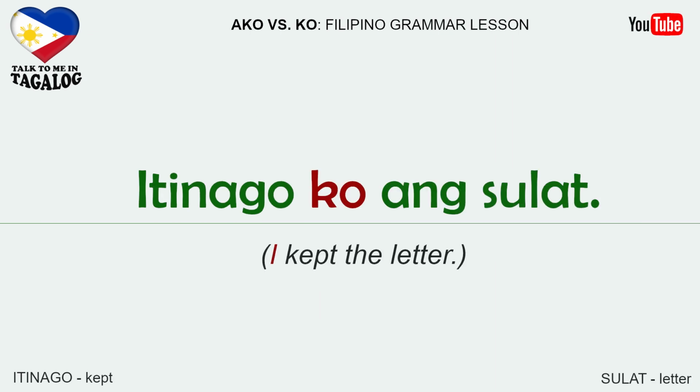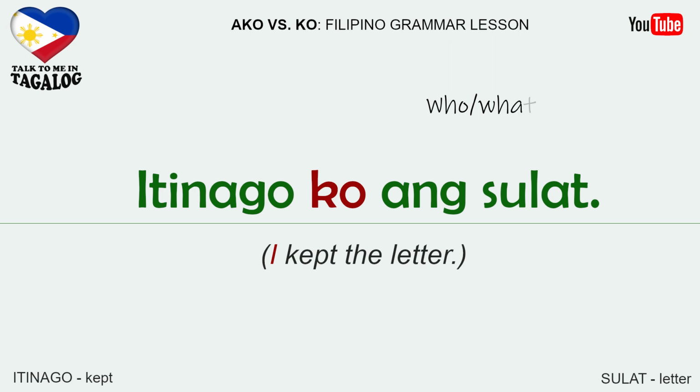Here's our first example. Itinago ko ang sulat. Itinago is obviously an e-verb that is in the past aspect, which means kept. Itinago. And since it's an e-verb, we need to use ko. Again, forget about the other rules. Just focus on this one. If it's an e-verb, use ko. Itinago ko ang sulat. I kept the letter.